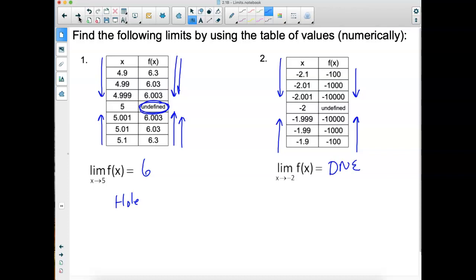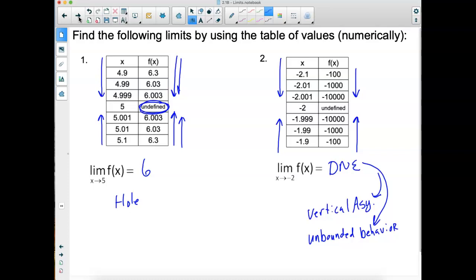Okay? This is a vertical asymptote. It is technically called unbounded behavior. Why does the limit not exist? Unbounded behavior. Vertical asymptote there, okay?